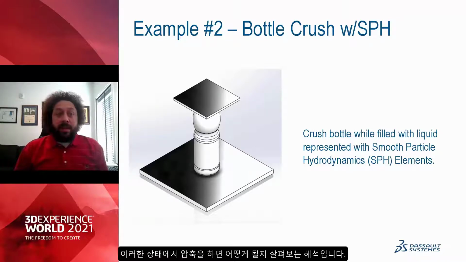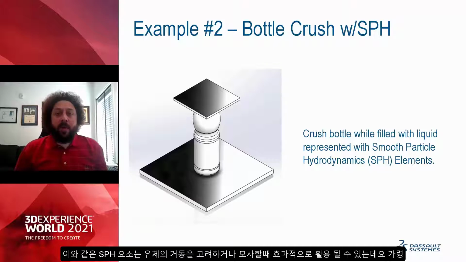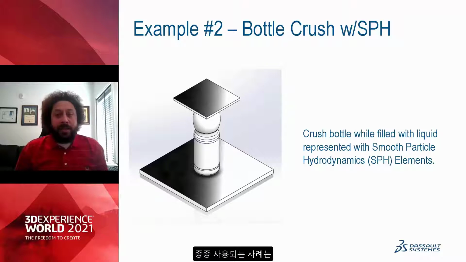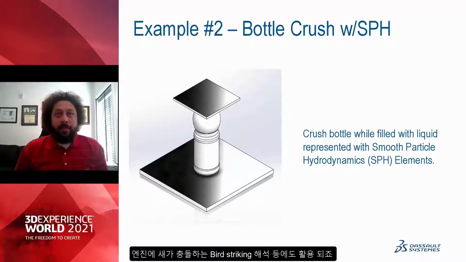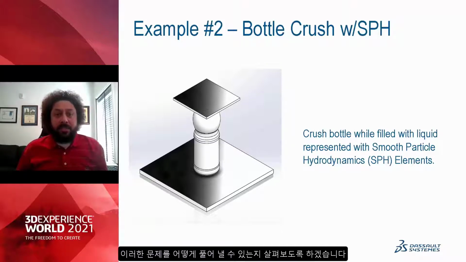One of the more advanced, high-level capabilities available with these SIMULIA tools is the ability to model what are called SPH elements, smooth particle hydrodynamics. It's a way to mimic a fluid in this case. It could also mimic just a structure that's able to break apart. It's often used for things like birds crashing into engines, or sometimes to model sand traps for golf. So it's an interesting example, and let's take a look at exactly how we would solve that utilizing the Structural Mechanics Engineer and the Explicit Solver.